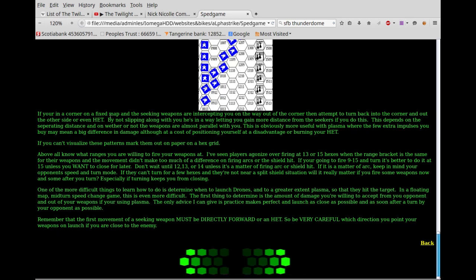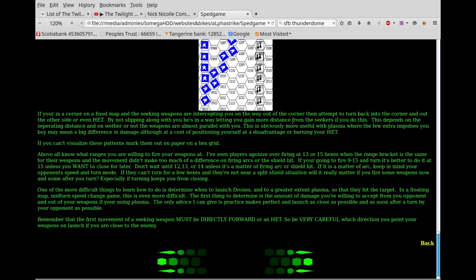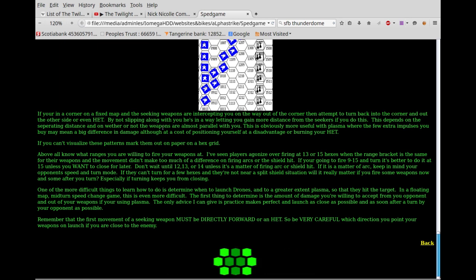If you're in a corner on a fixed map and the seeking weapons are intercepting you on the way out of the corner, then attempt to turn back into the corner and out the other side, or even HET. By not slipping along with you, the drones or the plasma, he's in a way letting you gain more distance from the seekers if you do this. This depends on the separating distance and on whether or not the weapons are almost parallel with you.